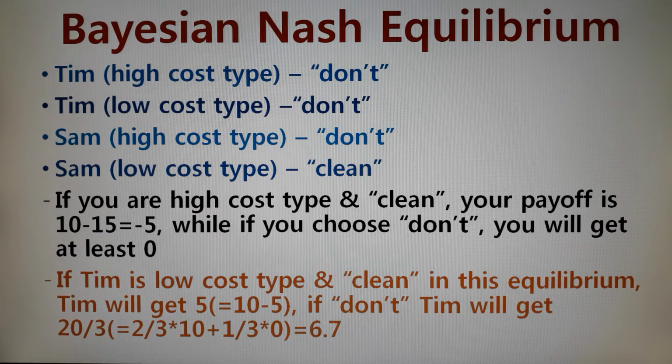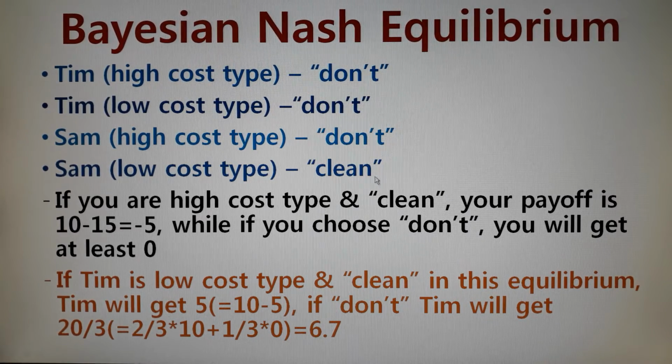Okay? So, for some reason, I thought about this. High cost types, they don't clean it. That is easy. They will never clean it because if they clean it, automatically -5. So they have no incentive to do that. Tim and Sam high cost will never do that. Tim low cost, he may clean it, but he doesn't. Sam low cost, cleans it.